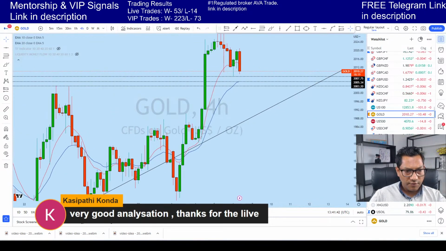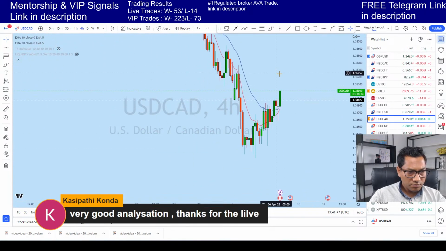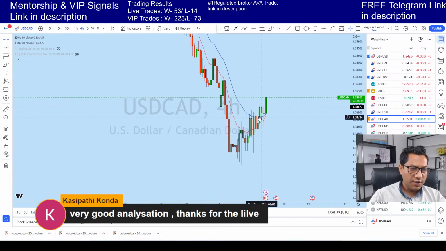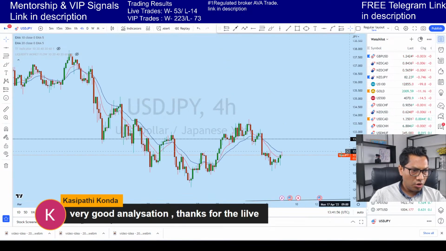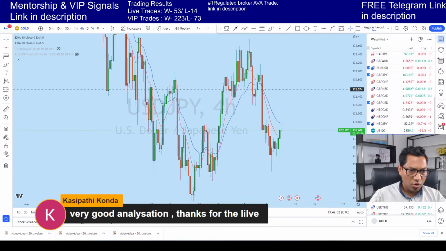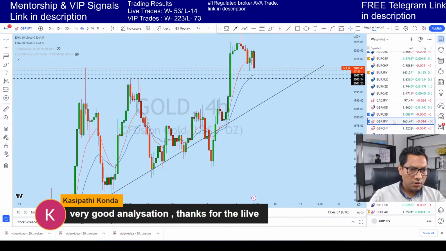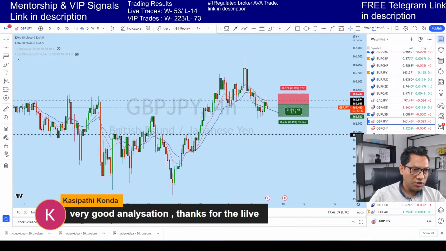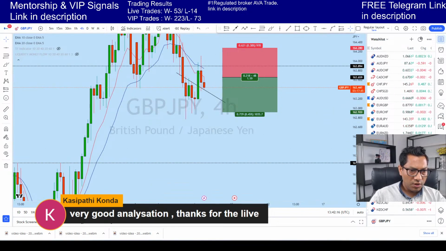So let's see if we can find an entry. We see that dollar CAD is moving to the upside. Now any movement to the upside on USD CAD will give us an opportunity to sell. Dollar yen is forming, it's primarily a rejection from the top. Okay, so JPY is moving in the direction that we expected. So JPY is a very good selling opportunity, but I think that it will continue to drop.